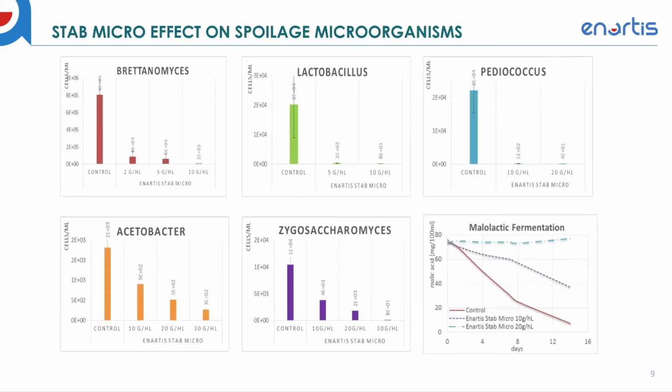And here's an example of how Stab Micro affects different bacteria and yeast that are commonly found in wine and also in must. It can kill Brettanomyces, Lactobacillus, Pediococcus, Acetobacter, and Zygosaccharomyces. So it's effective on basically all of the spoilage microbes that are usually problematic in grape must and also in wine. It's a very handy tool when you have botrytis affected fruit and higher microbial loads coming in on the fruit. Stab Micro can be used at any phase of the winemaking process. It can be used early in the must, and it can be used in the fermentation because of that.